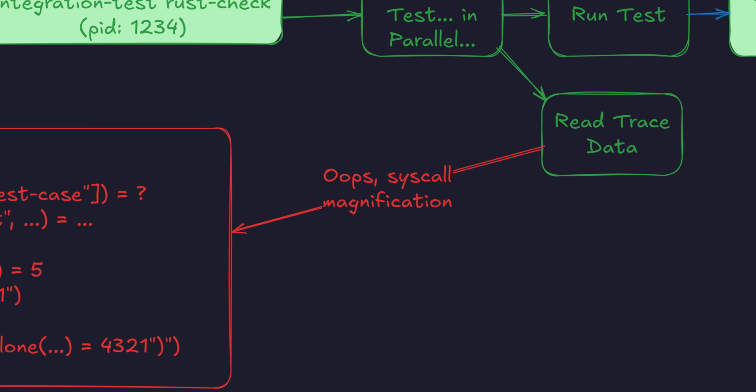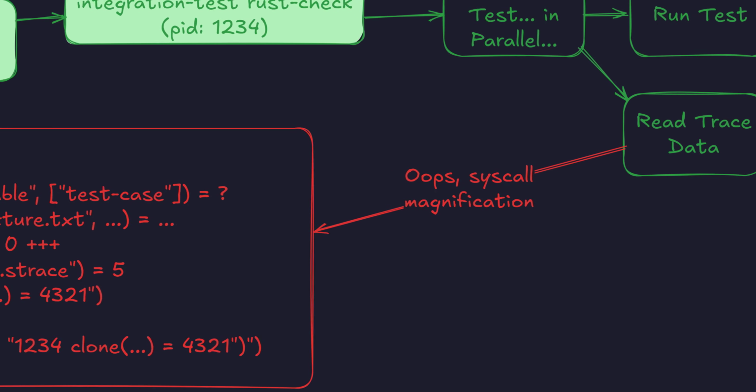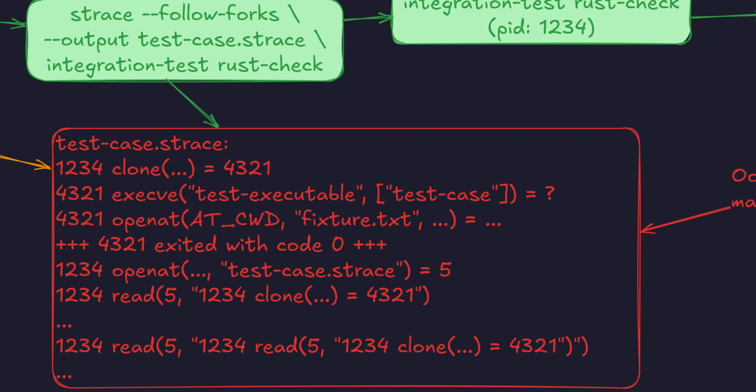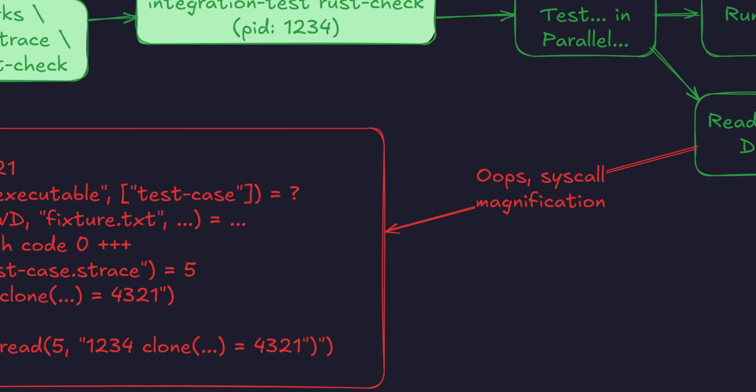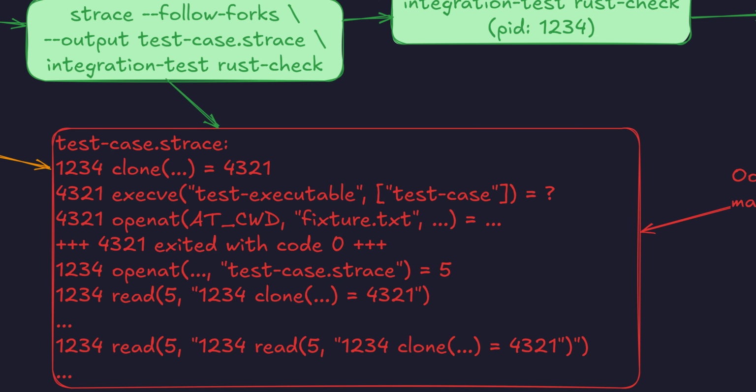You see, every time the child goes to read data from the strace output file, it has to perform a read syscall, which then goes back to the parent's strace, which then gets written to the output file, which then the child has to read. Well, that loop seems kind of infinite.